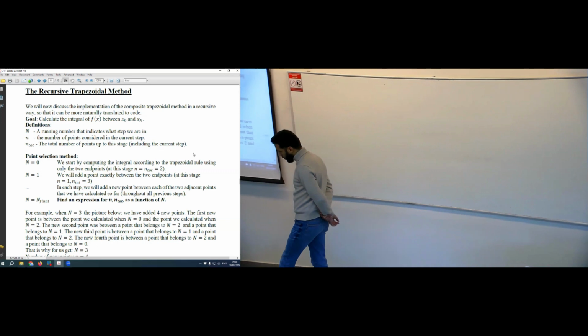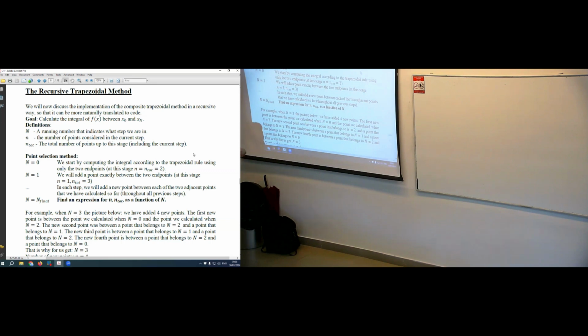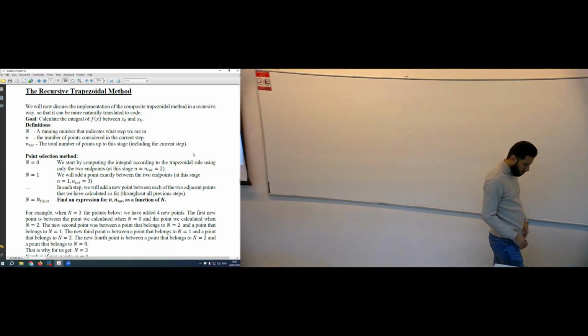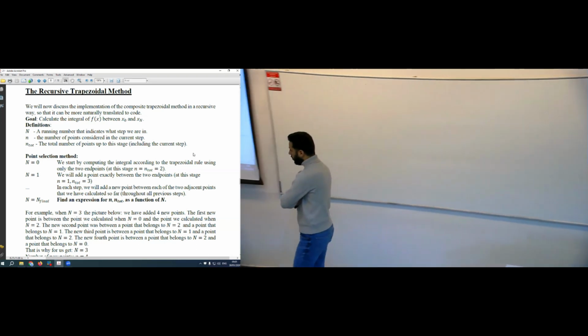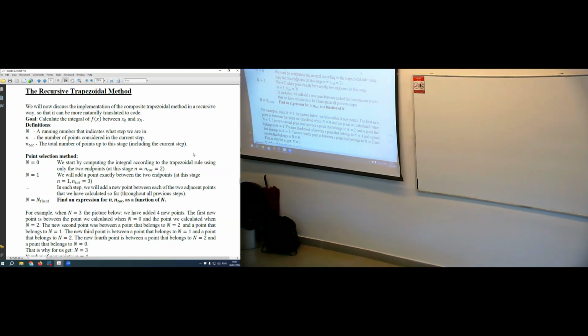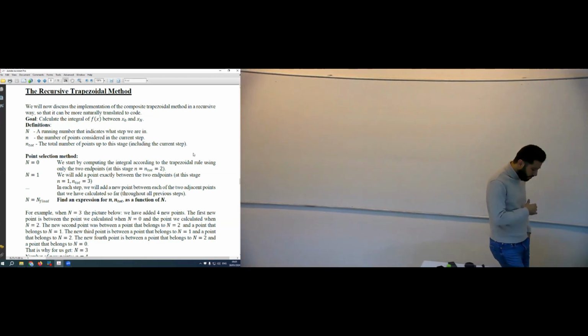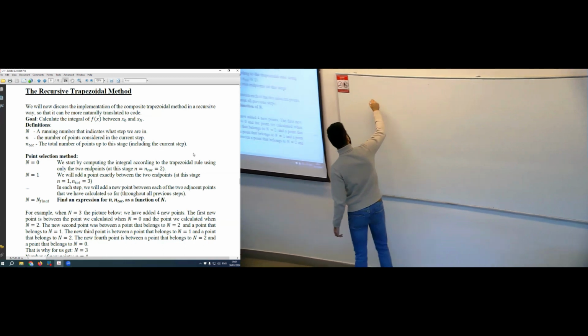And now we'll talk about the recursive trapezoidal method. So we talked about the trapezoidal method and then the composite trapezoidal method, when we take more than one segment of length h, which is a small length. And now we'll build a method that can be calculated recursively in order to reduce the error of my approximation of the integral. And my method is like this. It's so easy.